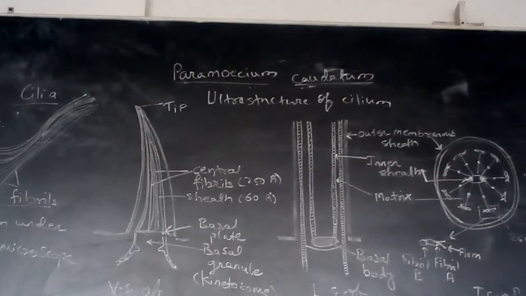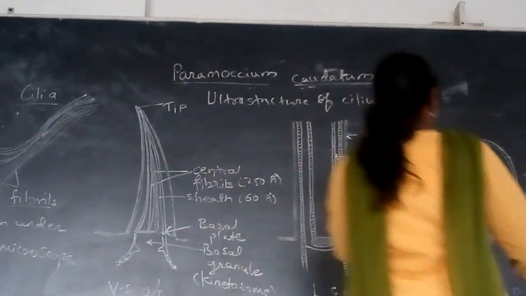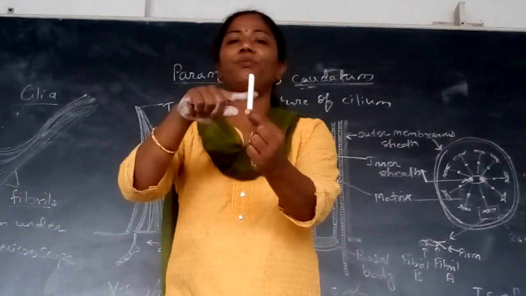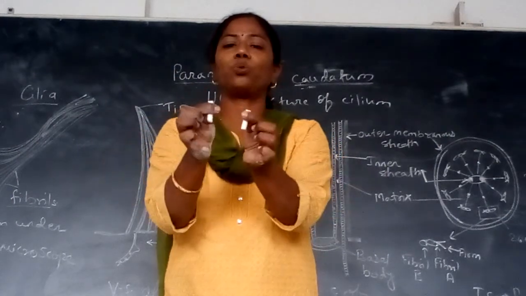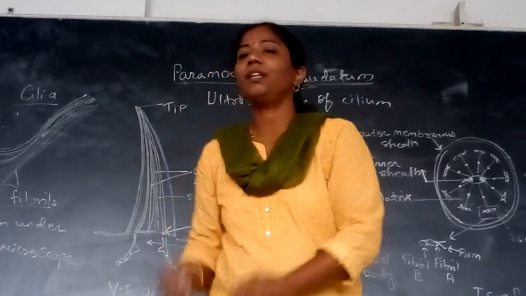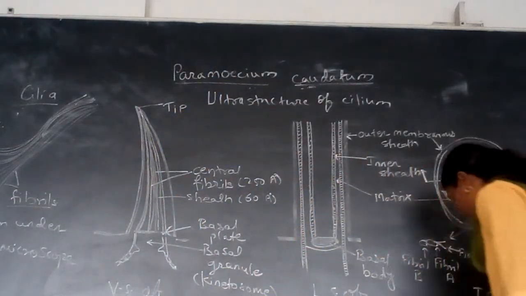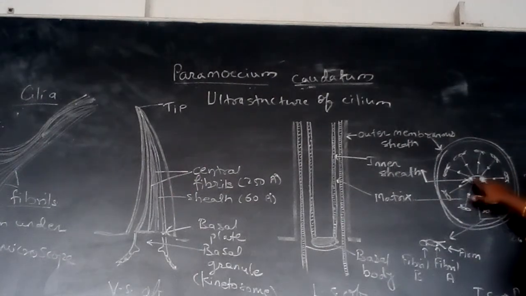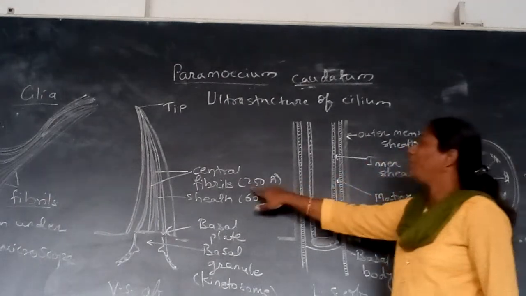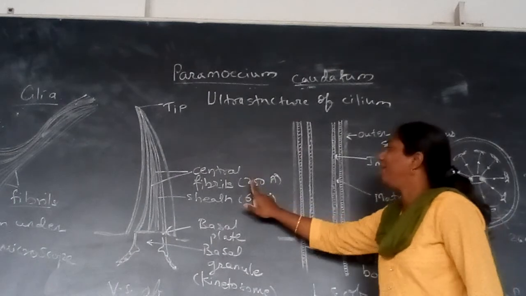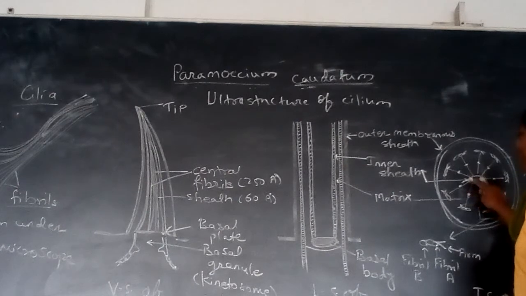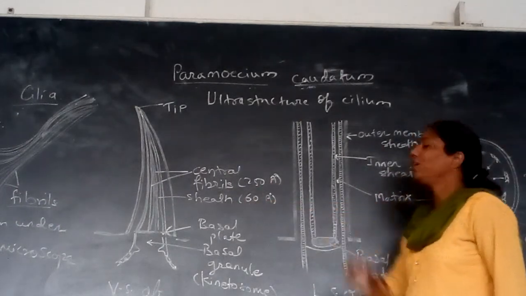Okay, now you are able to observe the diagram here. Here we are taking the transverse section. Suppose this is the cilia, and if we cut it this way, that is, we take a slice of it, then what structure will be seen here? These are the central fibrils. Okay, two central fibrils are there, having a diameter of 250 angstrom. And the sheath which covers the central fibrils has a diameter of 60 angstrom.